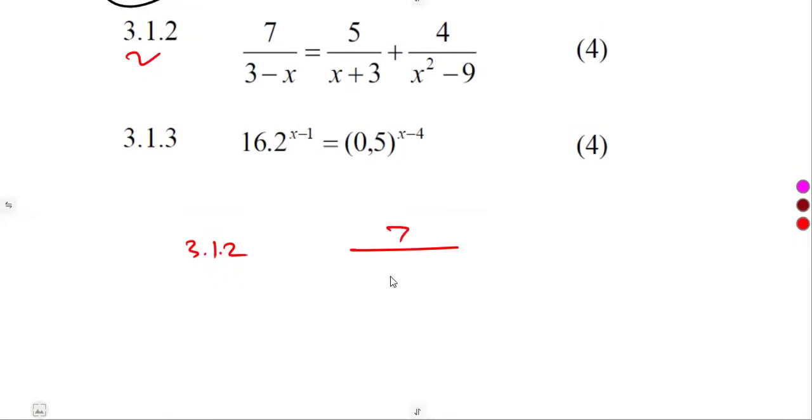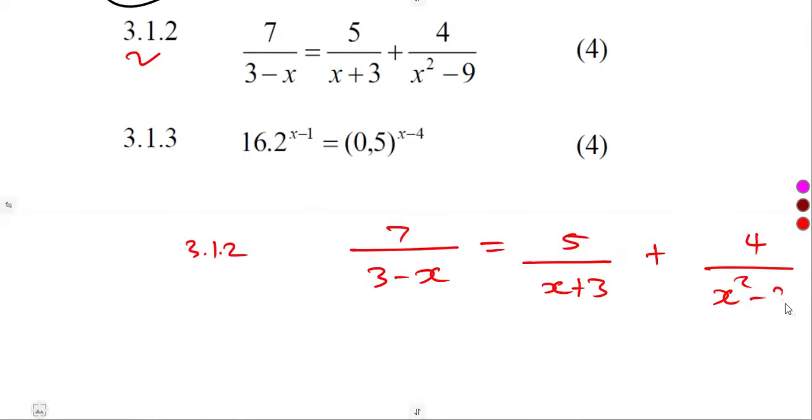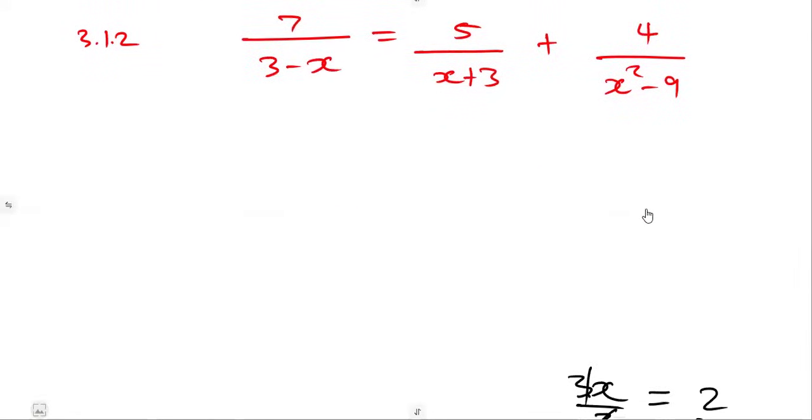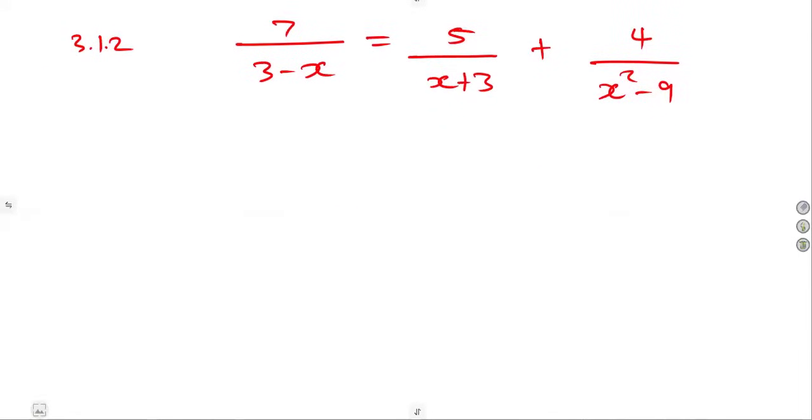We are given 7 over 3 minus x is equal to 5 over x plus 3 plus 4 over x squared minus 9. So this is the equation that we are given for 4 marks. Let us see how we were supposed to solve this equation. There is something unfamiliar in our presentation here.